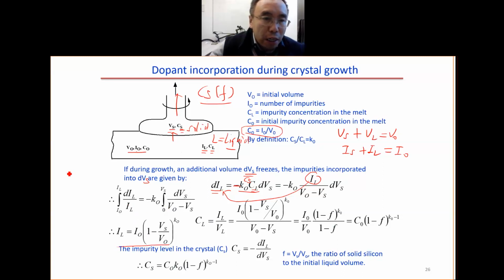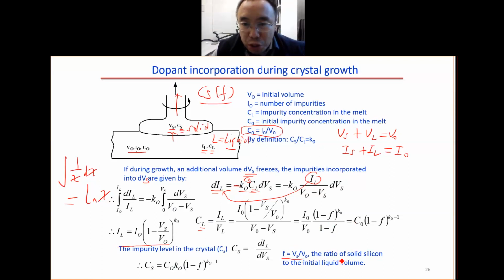We know that the integral of 1 over x dx equals log, right? So we get this formula here. We get IL as a function of the volume ratio solidified. So C equals I divided by the volume. You put this one in, and you get this number divided by the volume of the liquid. Then you define F. F is the ratio of the solid silicon to the initial liquid volume. So then 1 minus F.